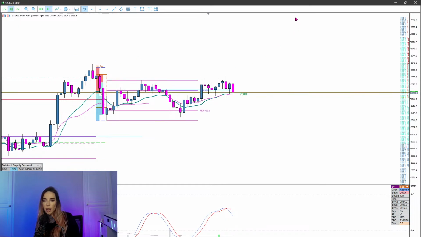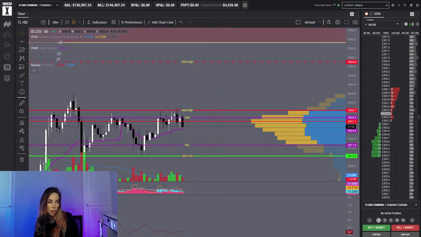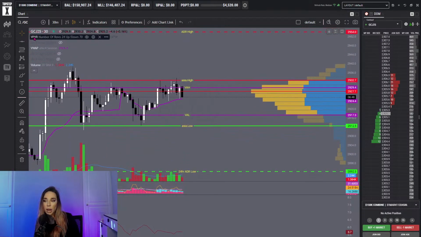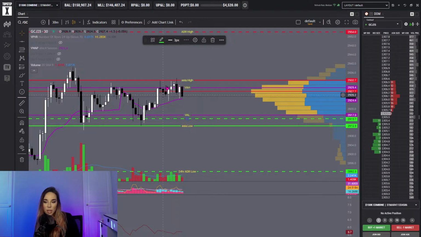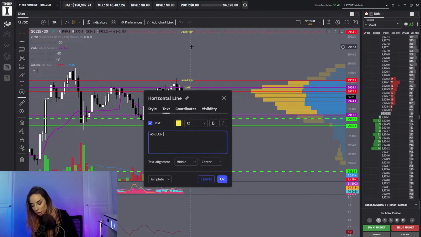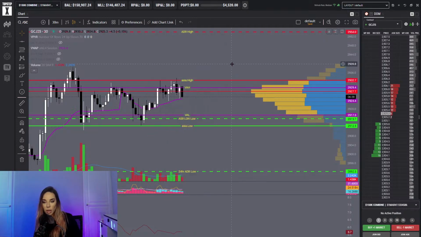So let's have a look at where the London average session range is. However, just note that once we get to New York, the ASR levels will be very different. So these particular levels are session specific. So the ASR low, London low, is 29.15.7. Remember, these are projected ranges. They're not random numbers that I'm pulling out of my behind. 29.15.7. That's the average session range London low. So ASR London low.